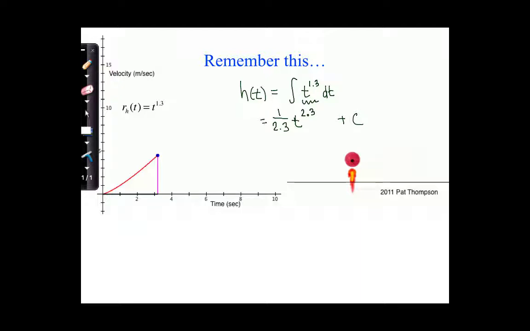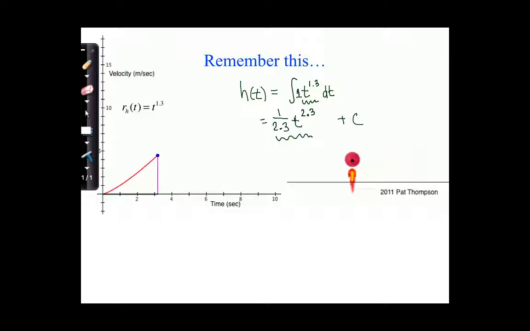It's not a very nice coefficient, I could call it 10 over 23 to make it look prettier. But if I took the derivative of this, using power rule, this 2.3 and that coefficient of 1 over 2.3 could cancel one another out and form a 1, reciprocals. So this term would have to be in my height function in order for its derivative to be 1 times t to the 1.3 power. I need to have this term.